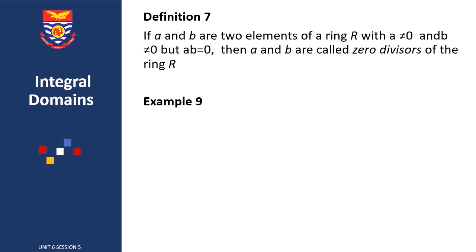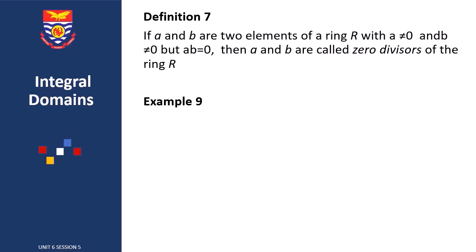Definition 7: if A and B are 2 elements of a ring R with A not equal to 0 and B not equal to 0, but AB equals 0, then A and B are called 0 divisors of the ring R. I think you agree with me, and that's very interesting. Once A is not equal to 0 and B is not equal to 0, but AB is equal to 0, then A and B are called 0 divisors of the ring R.